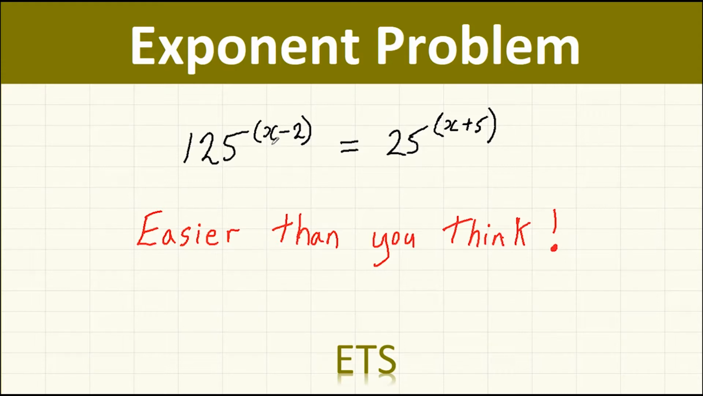Whenever you get a term in an equation where there's a variable as the exponent, it always looks difficult. But actually, this is easier than you think. So we have 125 to the x minus 2 equals 25 to the power of x plus 5. How are we going to do this?